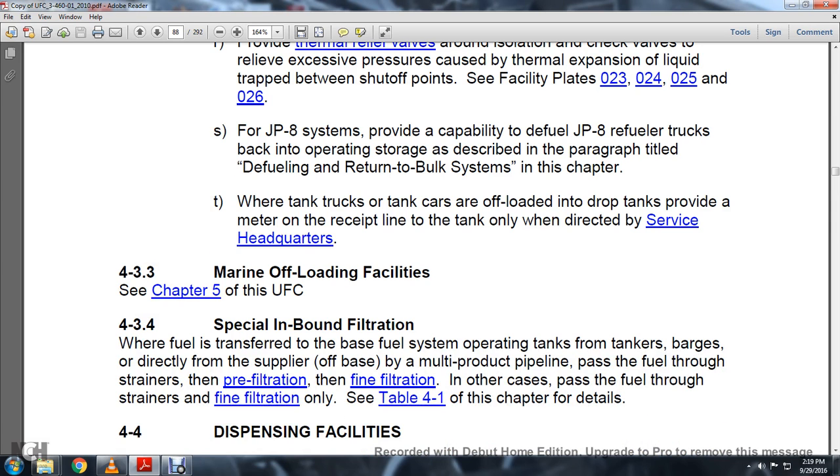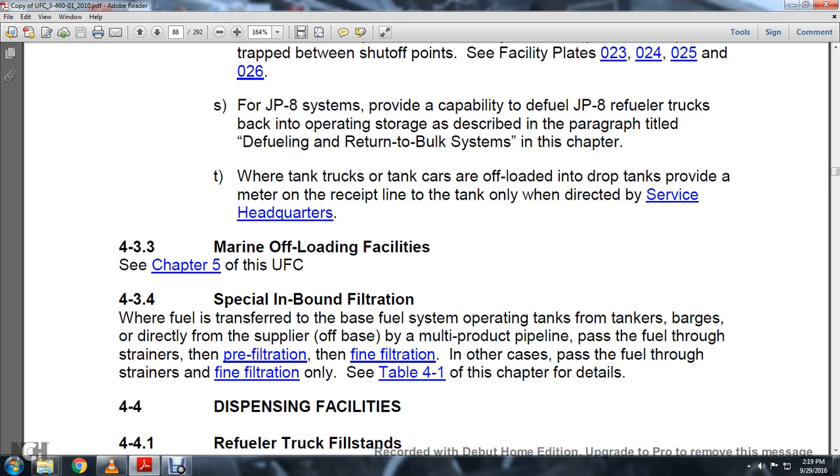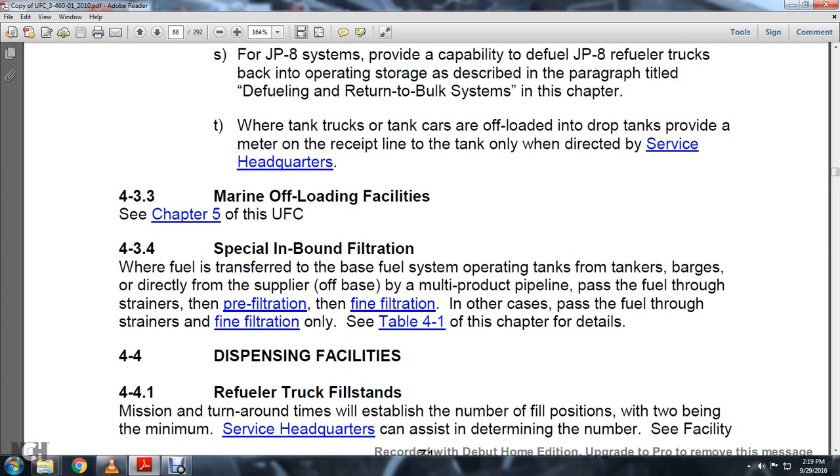4.3.4 Special Inbound Filtration. Fuel to transfer to the base fuel system operating tanks from tanker barges directly to supply from the supplier off base, or multiple product pipelines, passes through the strainer with pre-filtration, then fine filtration. In other cases, the fuel passes through the strainer and fine filtration. See Table 4.1 of this chapter for details. 4.4 Dispensing Facility.